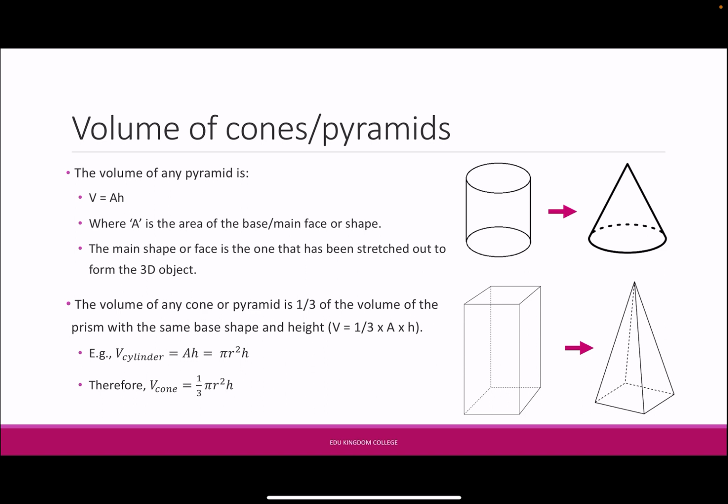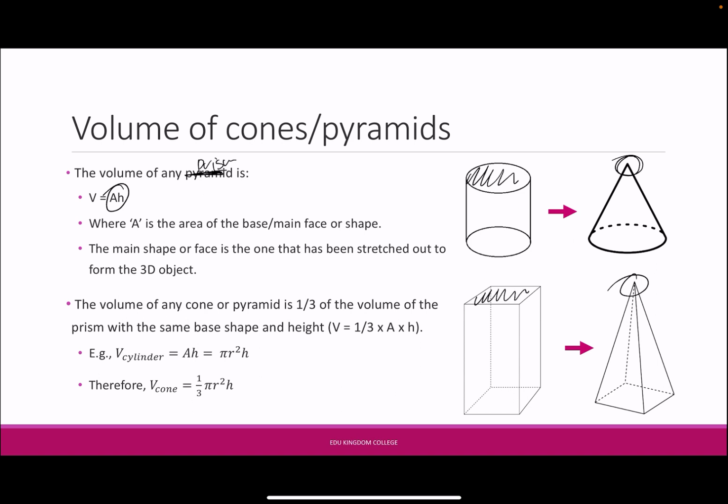Now, volume of the cone or pyramid, or just any object ending with a point, is what we're going to go through in this slide. But more generally, before we start, is the volume of any given prism. It should say prism here. The volume of it is V equals AH, where H is height and A is the area of the main face or shape. So for the cylinder, the main face is going to be a circle. For this rectangular prism, it's going to be this rectangle or square at the top.